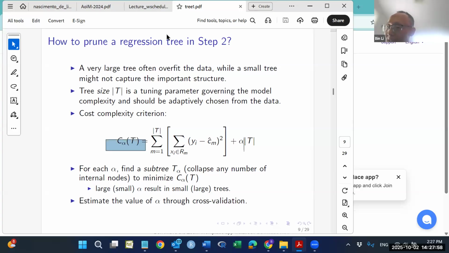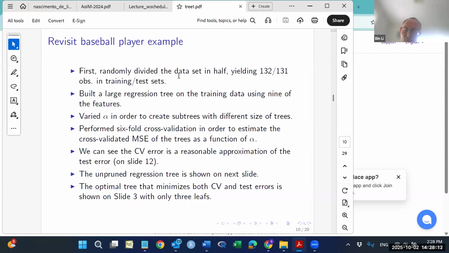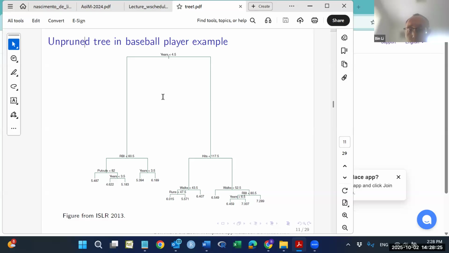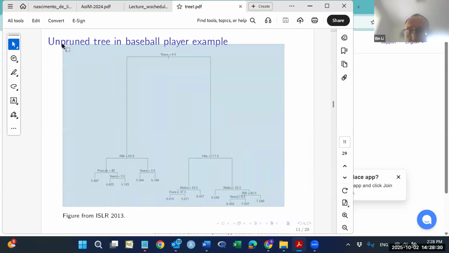But that optimal tree is conditioned on that alpha value, right? And how do we choose the alpha? Cross-validation, okay? So that's the idea of pruning a tree. If you know that, then let's see some examples. This is the revisit of the baseball player example. Here this is the unpruned tree. So this is not pruned.